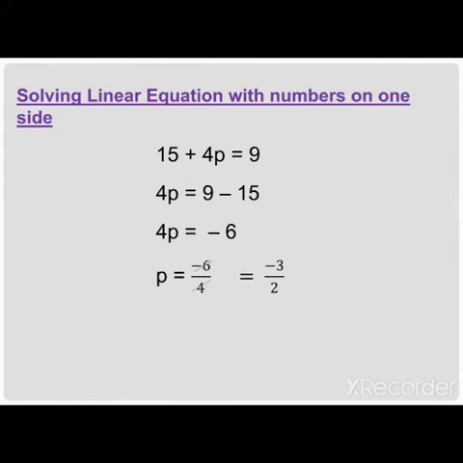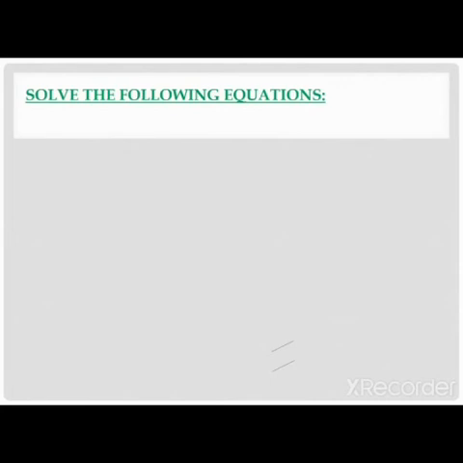Now let us understand one more example. Solve the following equations. First question is 6 equal to z plus 2. What is the tip? We have to put variable on one side and constant on the other side. It means we can shift 2 from the right hand side. 6 minus 2 equal to z. 6 minus 2 is 4. Therefore, z equal to 4.